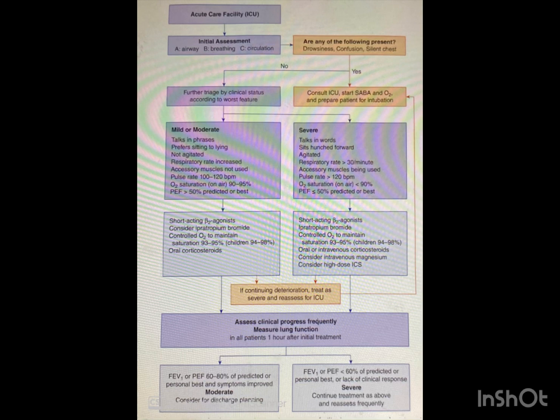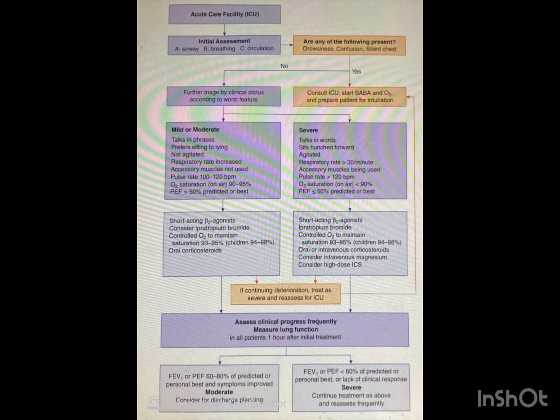If the patient is talking in phrases, prefers sitting to lying, is not agitated, the respiratory rate is increased, the accessory muscles are not used, the pulse is about 100 to 120, oxygen saturation is 90 to 95%, and if PEF is greater than 50% of the predicted or best, then we'll consider it as mild or moderate.